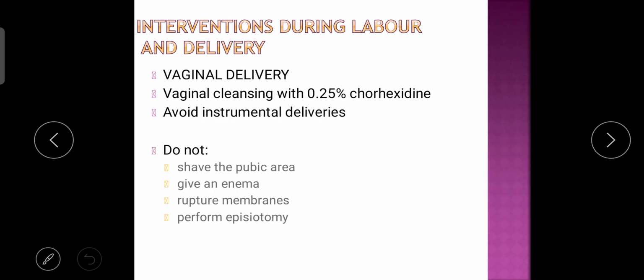Next is intervention during the labor and delivery. Till now whatever we have studied is the intervention during the pregnancy. Now is intervention during labor and delivery. In case of vaginal delivery, do vaginal cleansing with 0.25% chlorhexidine and avoid instrumental deliveries. Why? During instrumental delivery, if there is any accidental injury or cut, there will be bleeding and it is more easily transmissible from the mother to the baby. Also do not shave the pubic area, avoid artificial rupture of membranes, and avoid episiotomy.